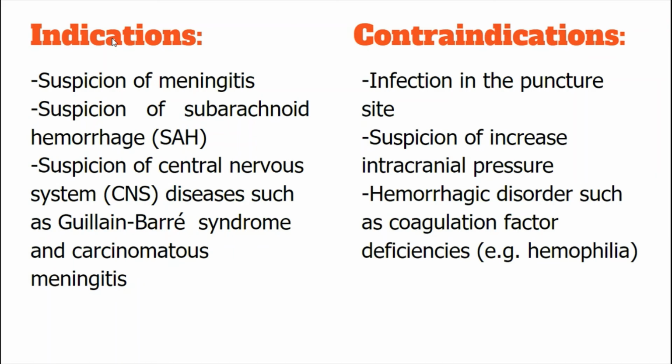So now we have the indications and the contraindications for lumbar puncture. For the indications, we have suspicion of meningitis, suspicion of subarachnoid hemorrhage, and suspicion of central nervous system diseases such as Guillain-Barré syndrome and carcinomatous meningitis. For the contraindications, we have infection in the puncture site, suspicion of increased intracranial pressure, and lastly, hemorrhagic disorders such as coagulation factor deficiencies like hemophilia.